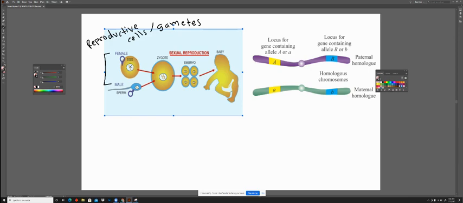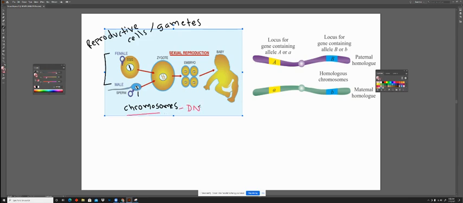So right here we have an egg cell. And inside the nucleus of the egg cell, we have these little squiggles. So what do those squiggles represent? These squiggles inside the nucleus of our reproductive cells are referred to as chromosomes. Chromosomes are structures that are made up of protein and DNA.